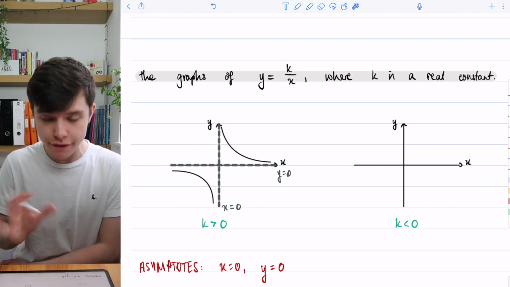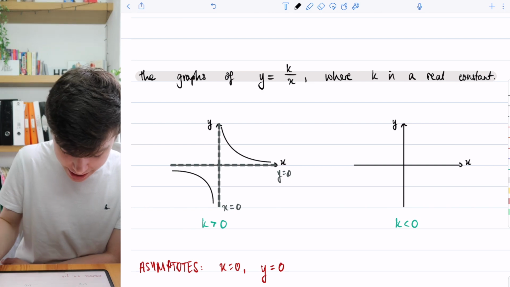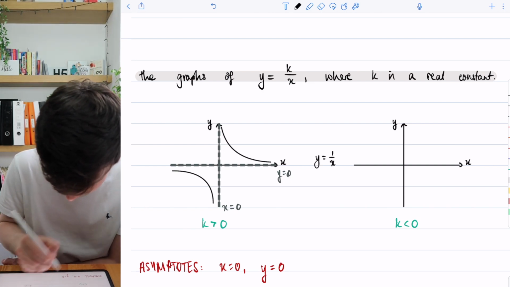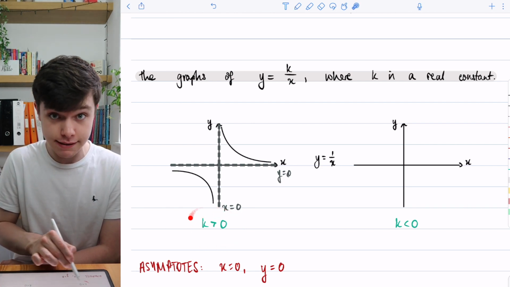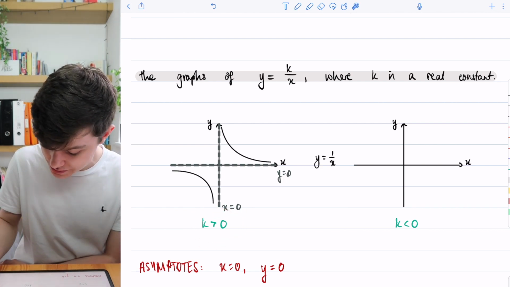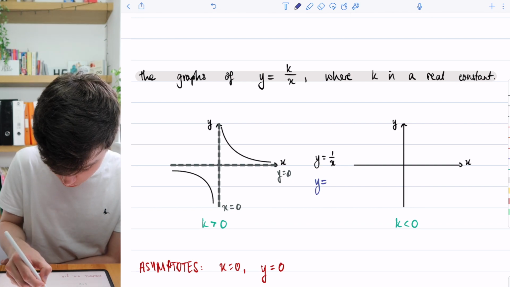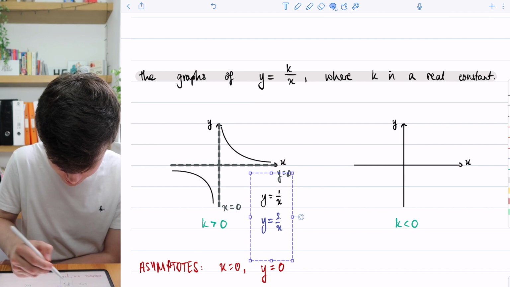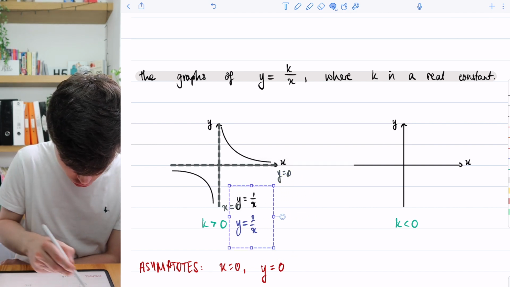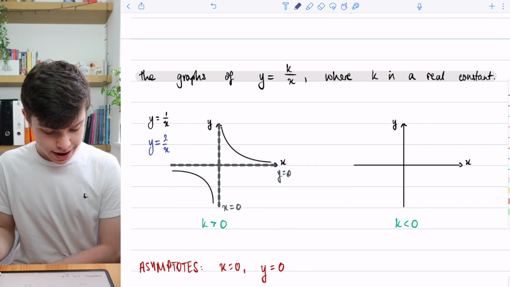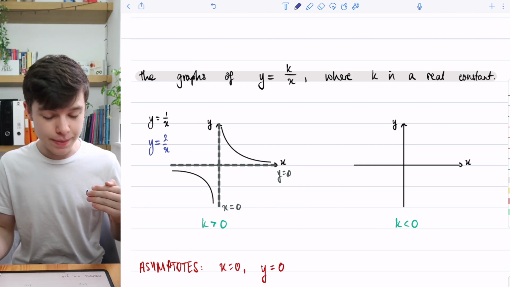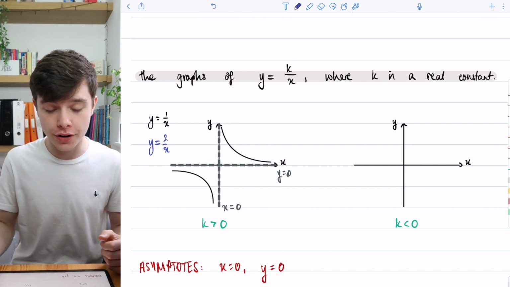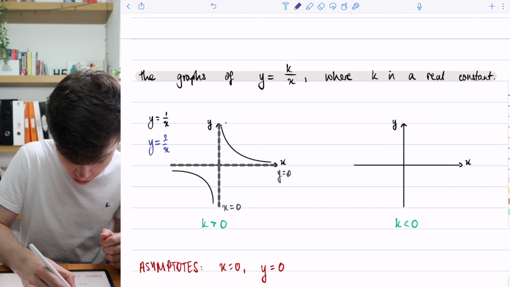Now, just to consider a few values of k, let's say the black graph there was y is equal to 1 over x. Remember, k is greater than 0 here, so k is positive. And let's say in blue we did y is equal to 2 over x. Let's say those were the two graphs, okay? 1 over x is the black graph. 2 over x is slightly larger because we've got a 2 on the top. So it's just going to look a little bit bigger.